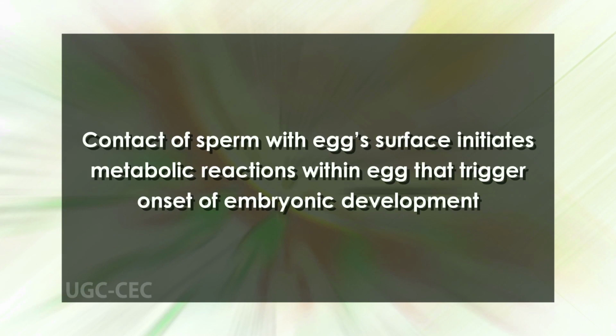Although fertilization is often depicted as merely the means to merge two haploid nuclei, it has an equally important role in initiating the processes that begin development. These events happen in the cytoplasm and occur without the involvement of the nuclei. Contact of the sperm with the egg surface initiates metabolic reactions within the egg that trigger the onset of embryonic development. The chromosomes from the two gametes share a common spindle apparatus during the first mitotic division of the zygote.